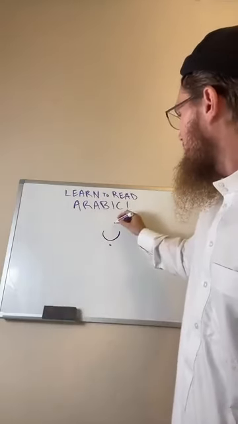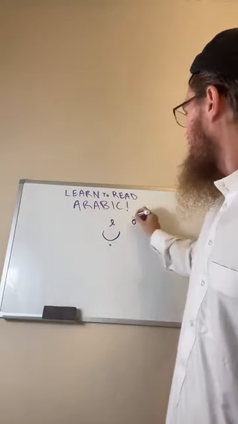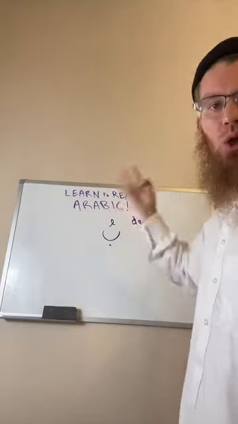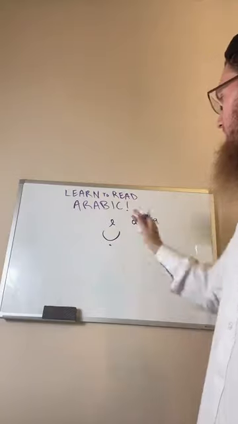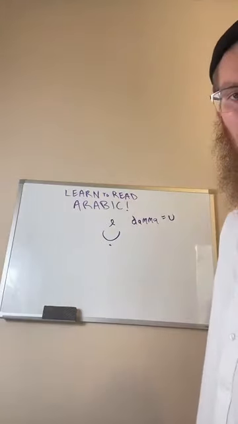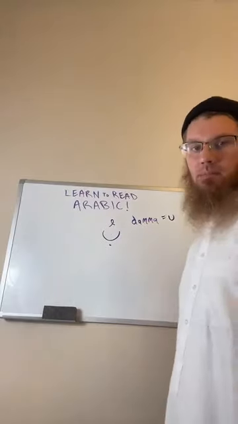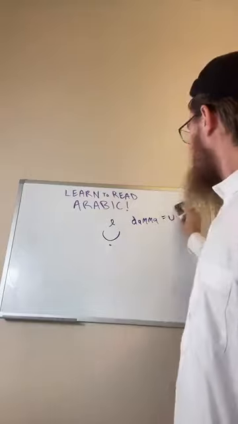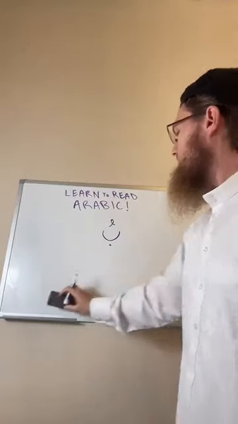And this is called a dhamma. It's like a loop shape. And this represents a U sound. So, again, same as the fetha, same as the kasra, same process.